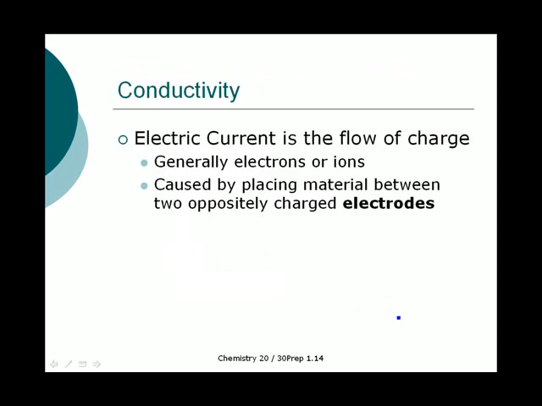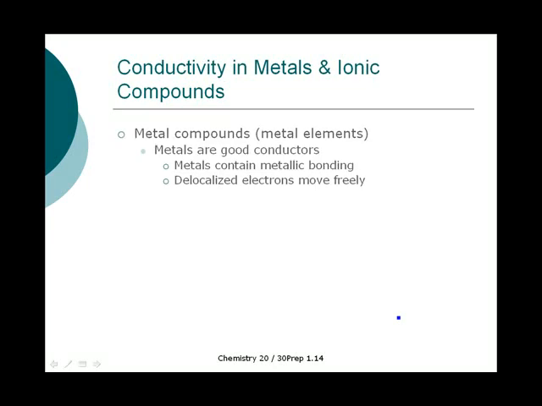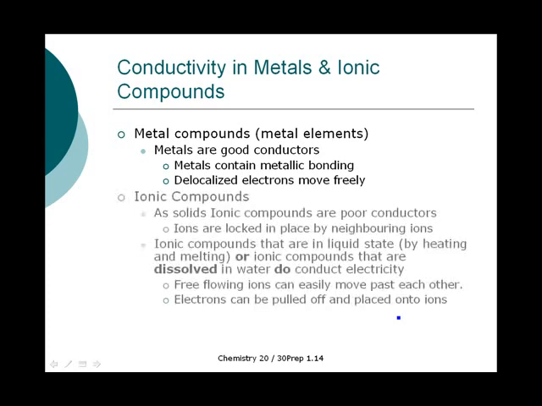In terms of conductivity, electric current is the flow of charge, and this is why metals are especially good at conducting electricity. They have those delocalized electrons. These delocalized electrons move around freely, and electricity is the flow of electrons. So metals are good conductors.